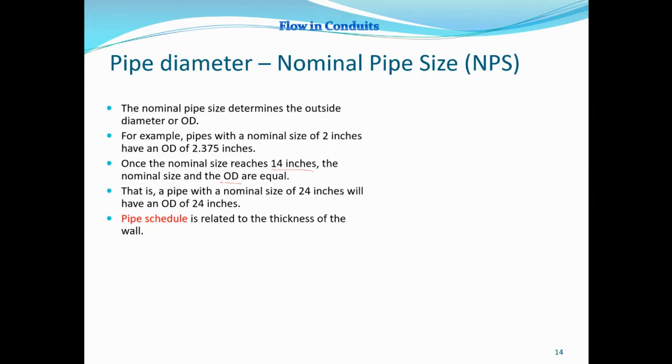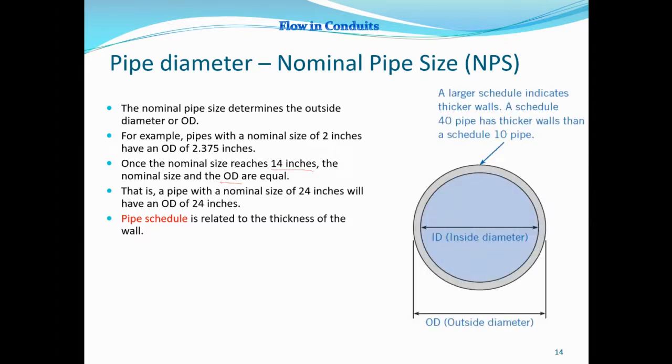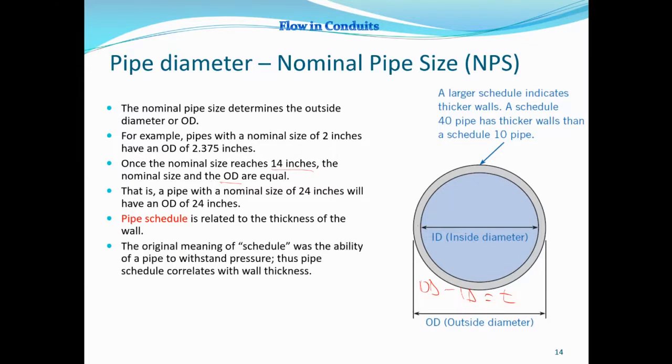And a pipe schedule is related to the thickness of the wall. Okay, this is a pipe. This is the inner diameter or inside diameter, ID, and this is the outside diameter. So this is the pipe thickness. OD minus ID is equal to the pipe thickness. And the pipe schedule is related to the thickness of the pipe. Okay, what is really schedule?